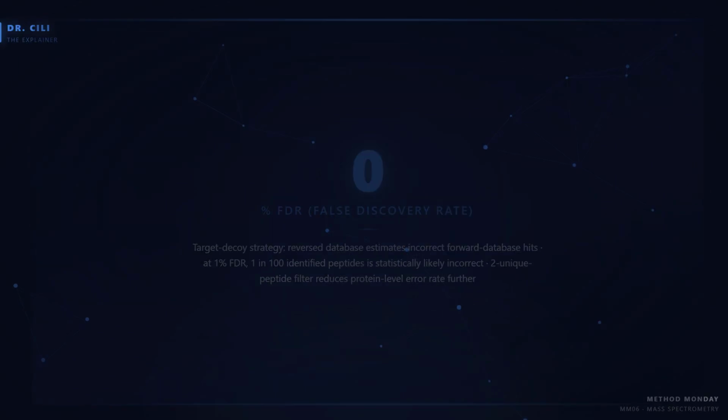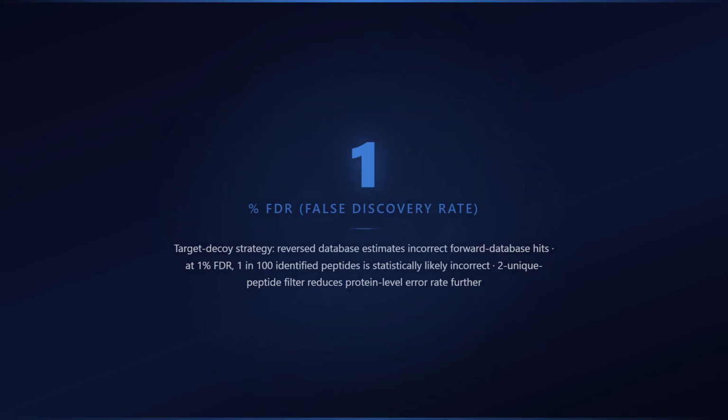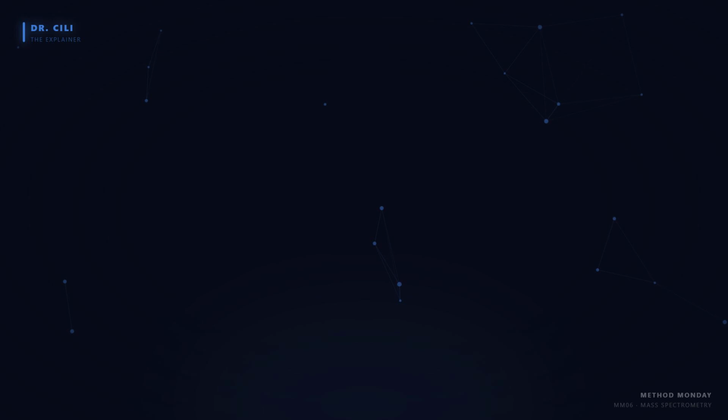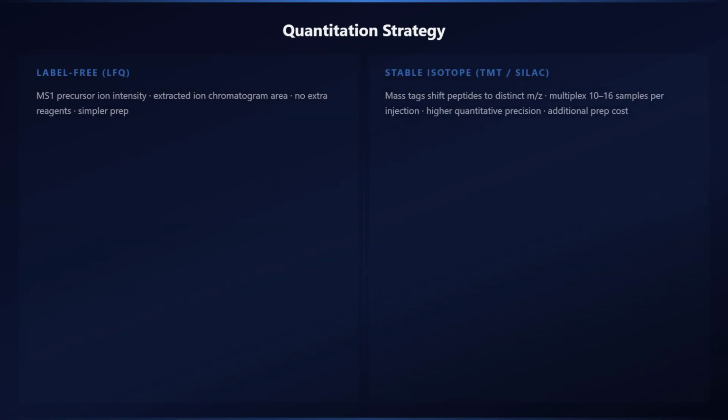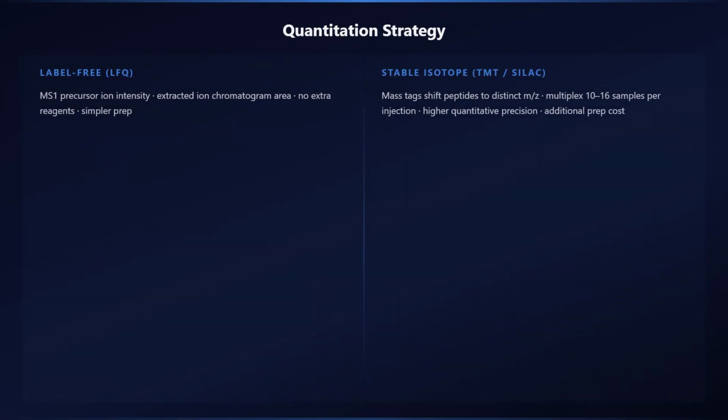2 unique peptides minimum per protein for a confident identification. The target decoy strategy generates a reversed or randomized version of your protein database and searches your spectra against both simultaneously. The proportion of reversed database hits that pass your score threshold estimates the proportion of incorrect forward database identifications. At 1% FDR, 1 in 100 identified peptides is statistically likely to be incorrect. A 2 unique peptides per protein filter applied on top of that removes single-hit identifications and reduces the protein-level error rate further. Quantitation in LC-MS runs in 2 modes.